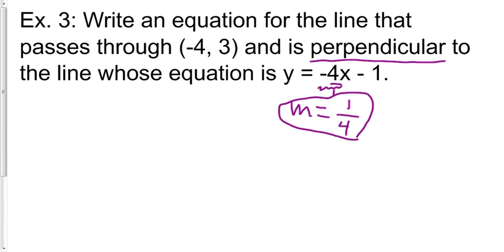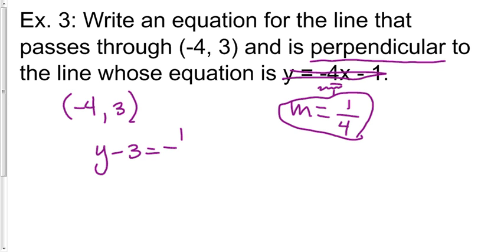I don't really need this equation for anything else other than to pick out the slope that I'm going to use. That's all it's good for, is finding the slope. Now, my point is (negative 4,3). My m, or my slope value, is 1/4. Now I can use the point slope formula. y minus 3 equals the slope 1/4 times, in parentheses, x minus negative 4, which of course we know changes into x plus 4. The two negatives will become a positive.